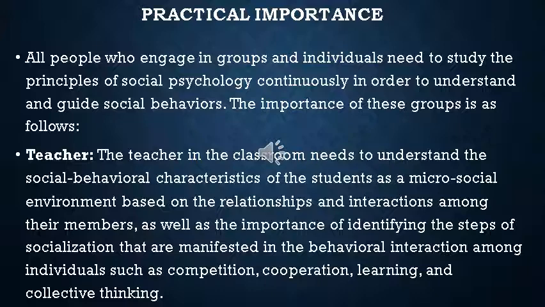Earlier we also mentioned this, but we are going to focus on it again. The teacher in the classroom needs what? To understand the social behavior characteristics of the students. For example, you are the students, so I should understand the characteristics of the students. You are the students of the first year in the Faculty of Mass Communication. Gender is female and male. Age is between 17, 18 or 19.